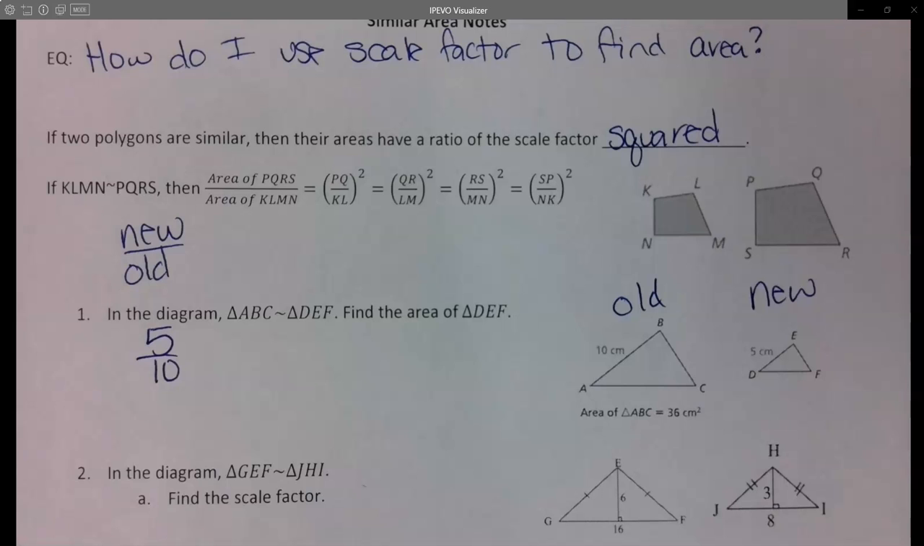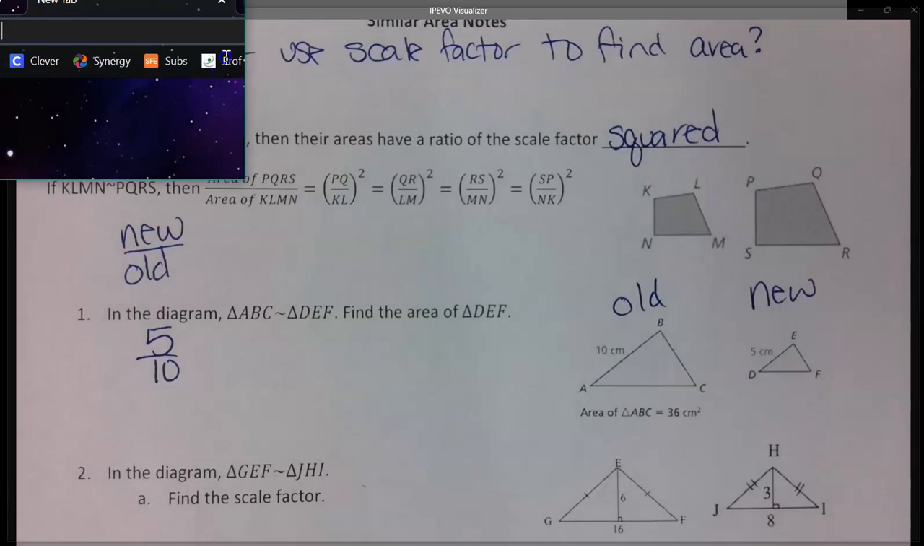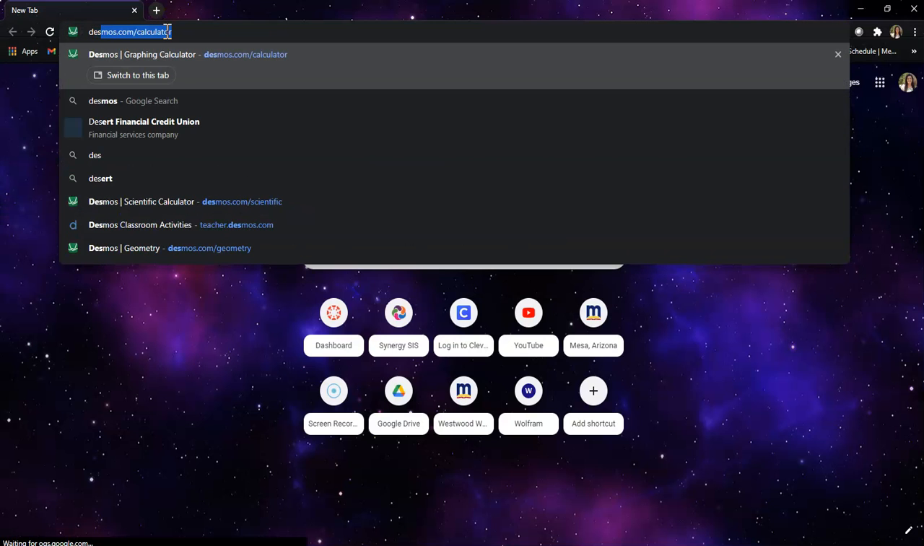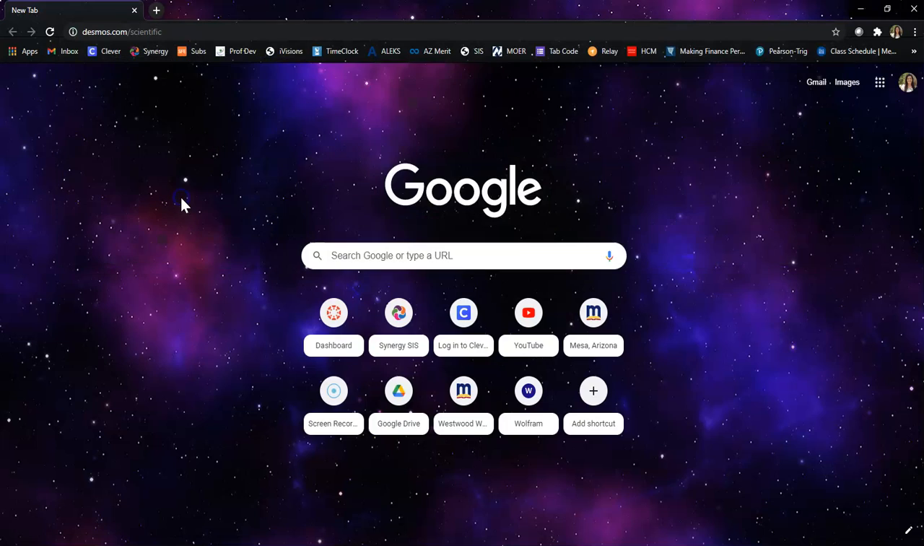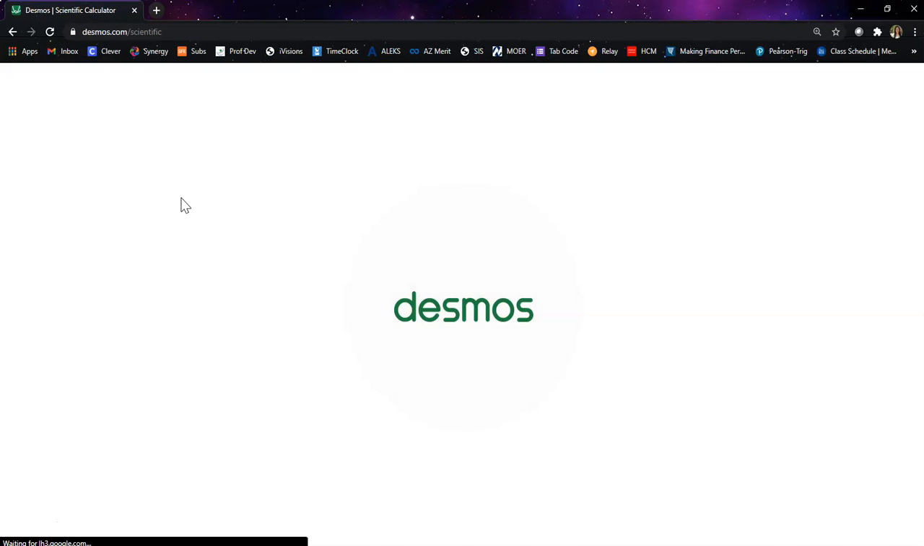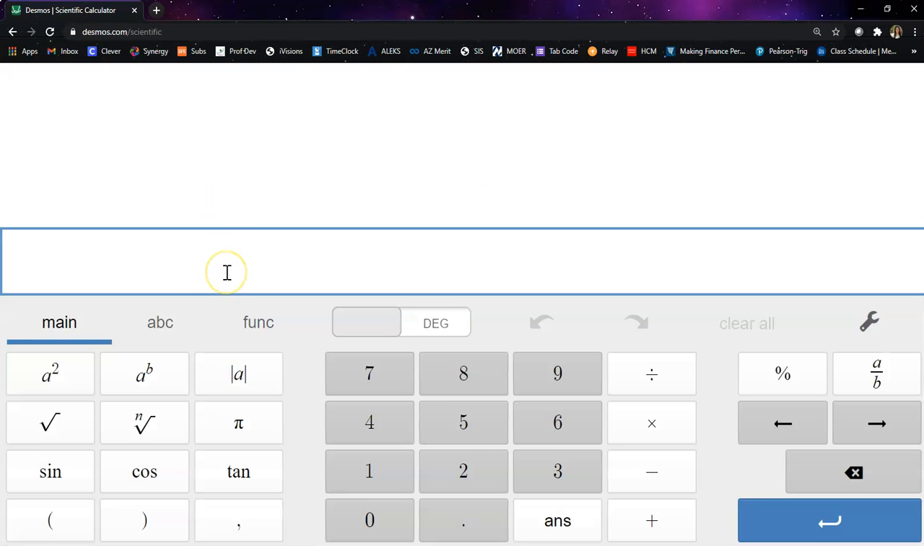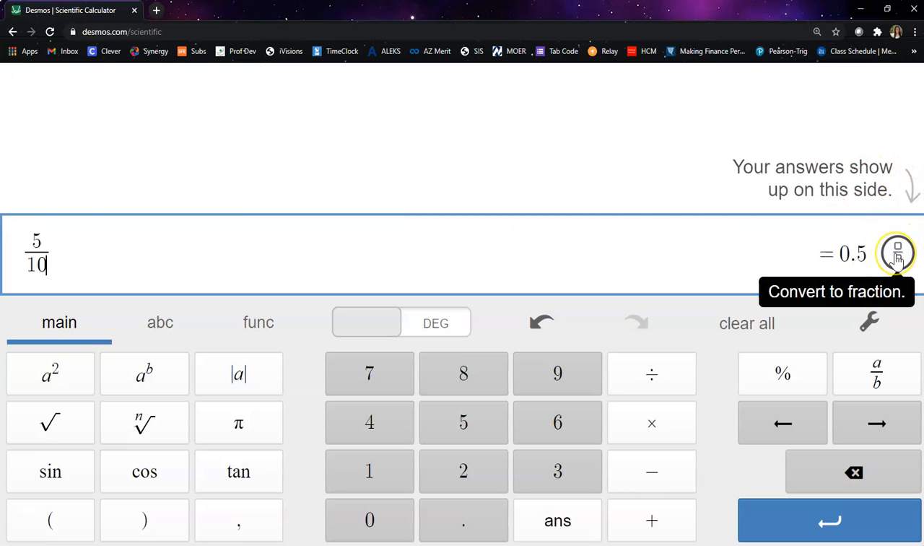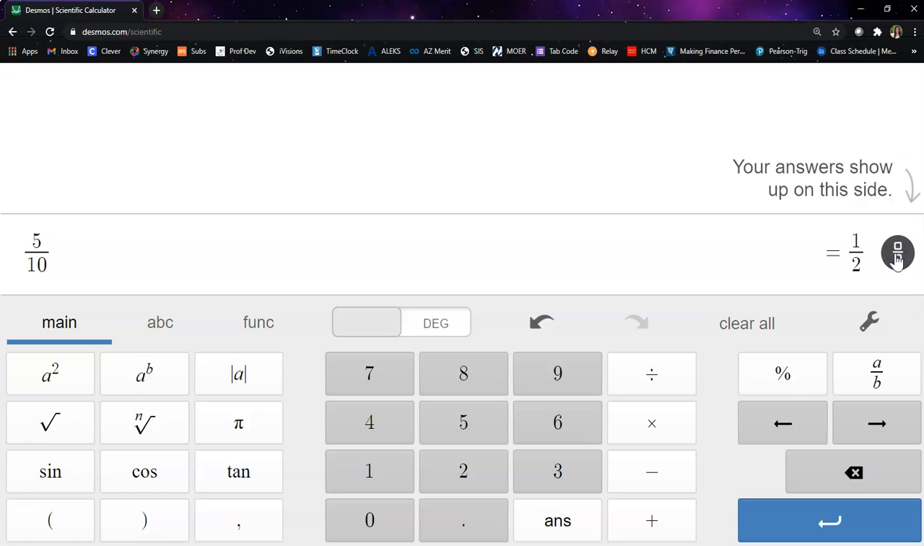Then I want to go to Desmos to simplify this. So I have 5 divided by 10. If I click on the square over square button right here in the corner next to my 0.5, it turns it back into a fraction. So I have 1/2.